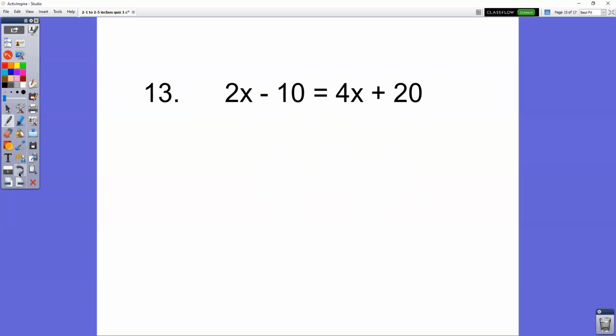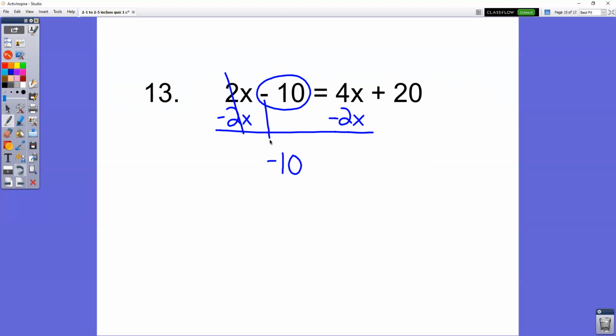I would suggest working with your smaller letter first, because that way you'll work with less negatives. You want to get all the letters onto one side. So I would work with the 2x, but you could have subtracted 4x from both sides also. We want those two x's to cancel out. Be very careful. You need to bring down a negative 10 right there. It's a negative 10 because of the minus sign in front of the 10, equals 2x plus 20.